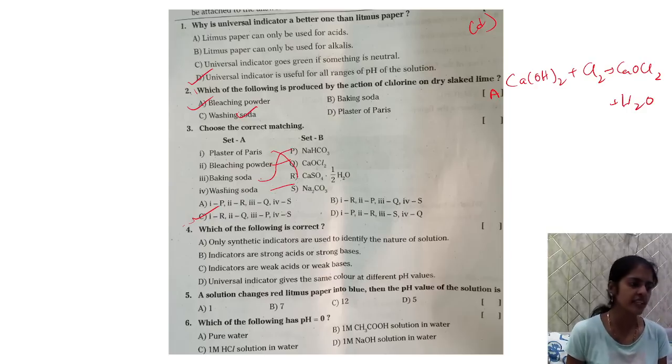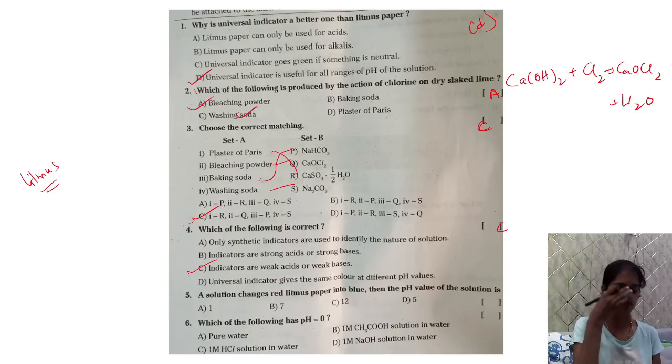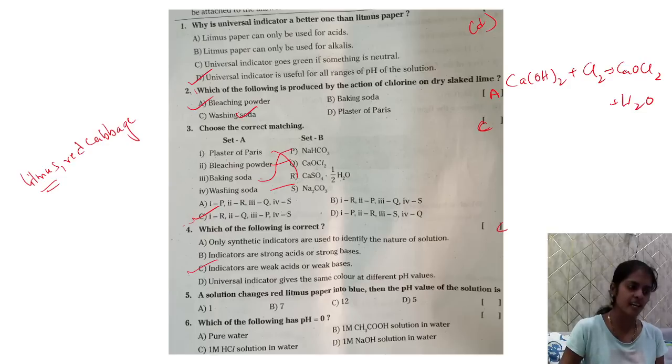Okay, which of the following is correct? Only synthetic indicators are used to identify nature of solution. Indicators are strong acids or strong bases. Indicators are weak acids and weak bases. This is correct now. Okay, so litmus, you see, this is also C. Litmus is a natural indicator. Okay, from plant sources we take it. Litmus, red cabbage, all these are natural indicators. Okay, the extracts of flower petals. So these are mild acids or bases. Okay, they are used as indicators.